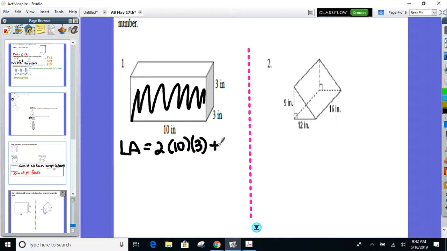plus, what am I still missing? These two right here, right? On the sides, these two. And they're what dimension? 3 by 3, and how many of them are there? 2 of them. So 2 times 3 by 3. Is everyone all right there? That's lateral area. Don't add in the bases yet. That's not lateral area.